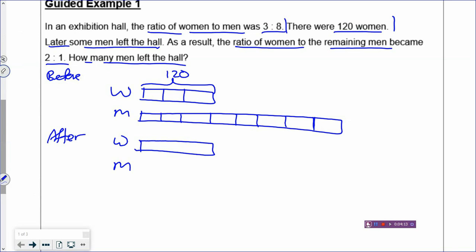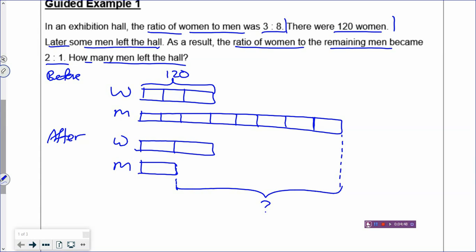The ratio of women to remaining men is 2:1. I think it's clearer if we break up the model. So how many men left the hall? Your question mark will be where? The number of men at first is up to the dotted line, and the number of men in the end is until the second dotted line. In between the two dotted lines is how many men left the hall. So that's your question mark.